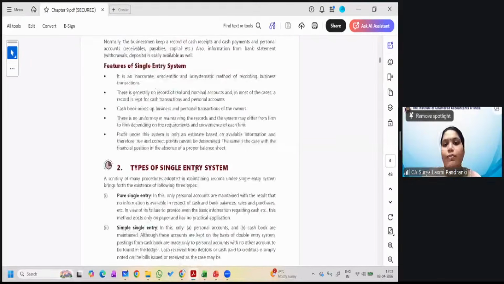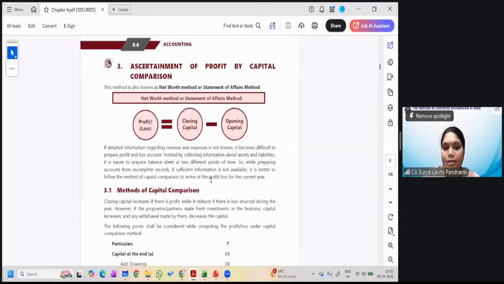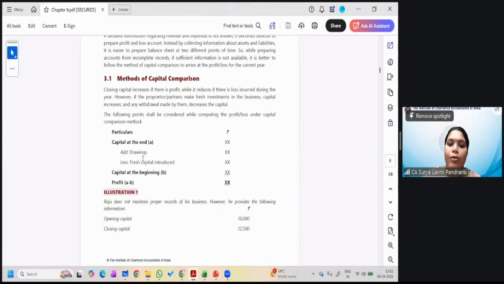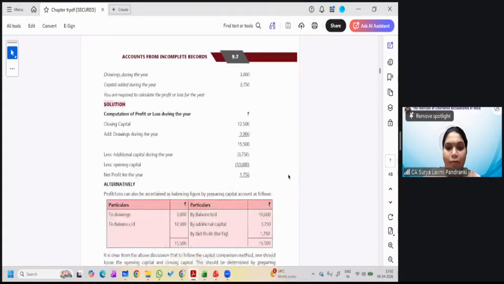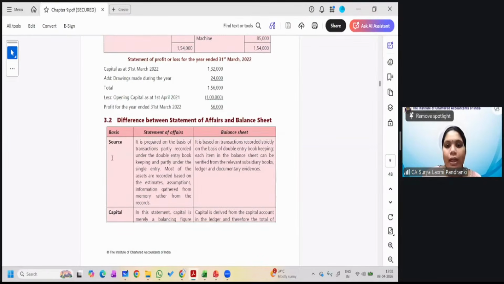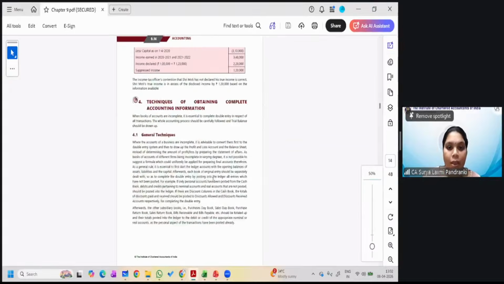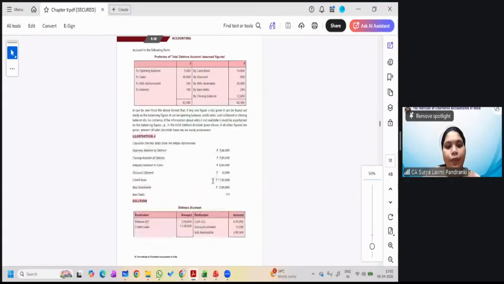Okay. So we have seen what is a statement of affairs, what is a single entry system, and different types of single entry systems also we have seen. And if you remember, we have done this also. How to calculate the profit or loss: the difference between opening capital and closing capital is nothing but your profit or loss. If you have drawings and any additional capital introduced, we know this formula. We have done problems on this also. I think this was what we started with, and we know the difference between statement of affairs and balance sheet. I discussed it today also.